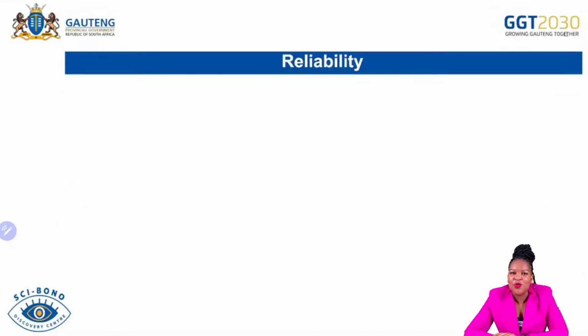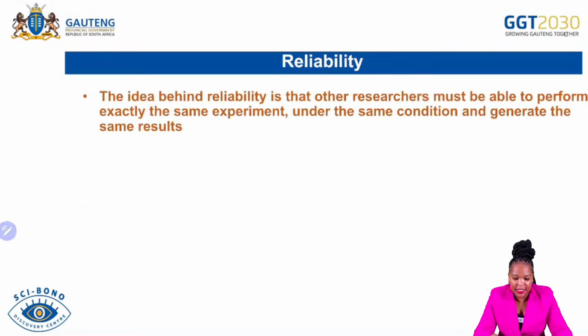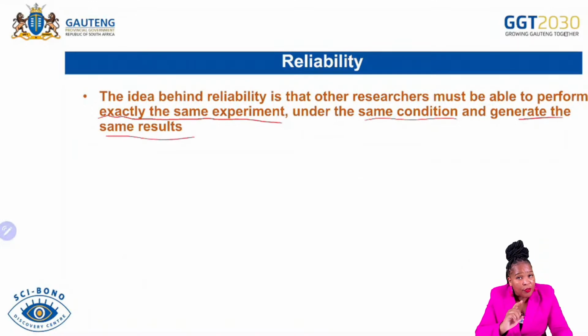Right, then we come to reliability. And I hope after this lesson, no one will be confusing the two. Now, what does reliability speak to? The idea behind reliability is that other researchers must be able to perform exactly the same experiment under the same conditions and generate the same results. Don't confuse the same that you are getting here. This one is saying, can I trust you with what you did? Will I be able to get the same result that you got if I follow the steps that you followed? If the answer is yes, then I know that your experiment is reliable.